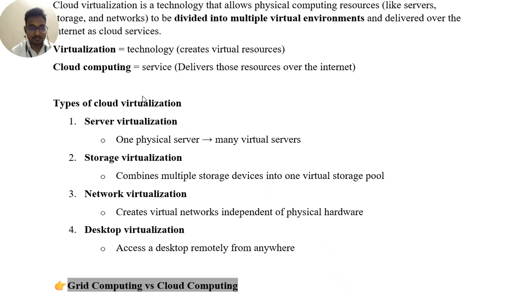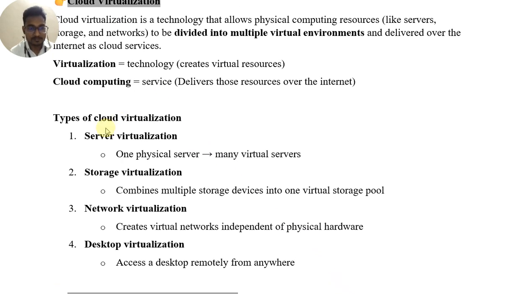The types of cloud virtualization. Cloud virtualization has four types. One is server virtualization. In server virtualization, one physical server is divided into many virtual servers. Storage virtualization combines multiple storage devices into one virtual storage pool.